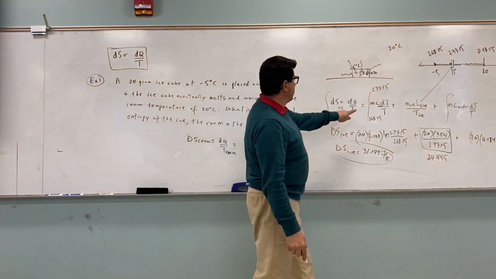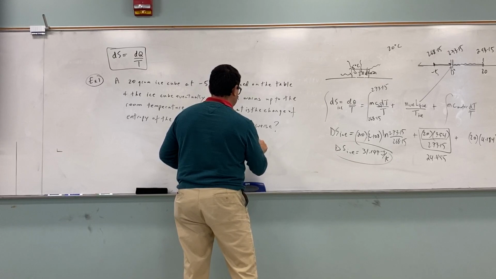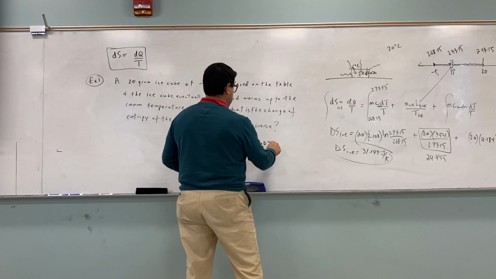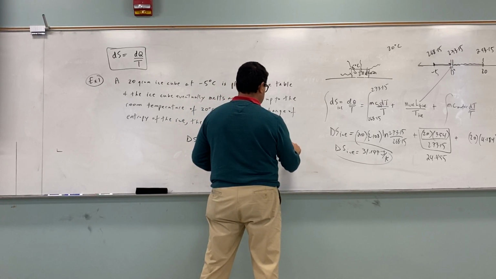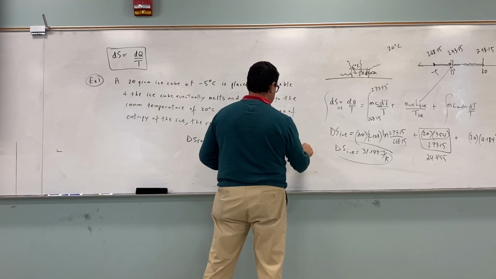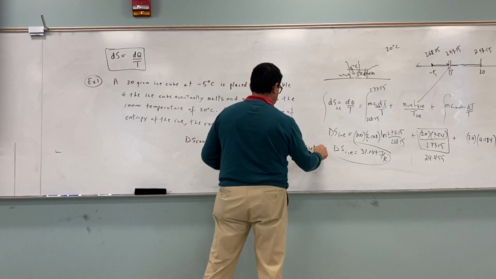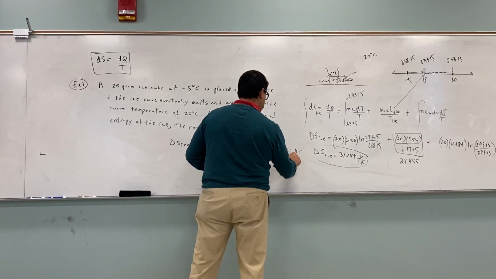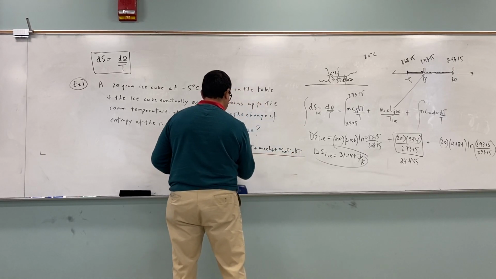So then we just add the mass of the ice times the specific heat of the ice times change in temperature of the ice, plus we add mass of ice times LF, plus mass of ice times specific heat of ice times change in temperature. Oh, this is water. Water. Over temperature of the room.